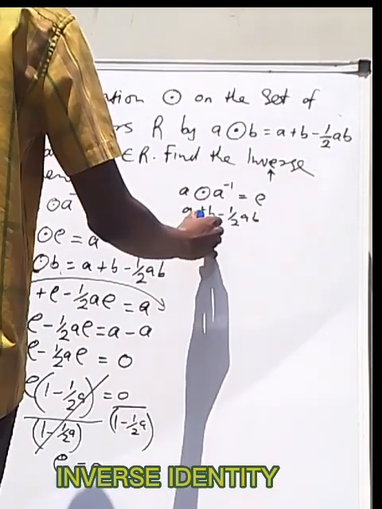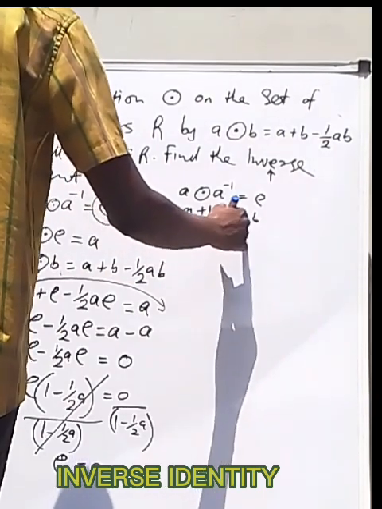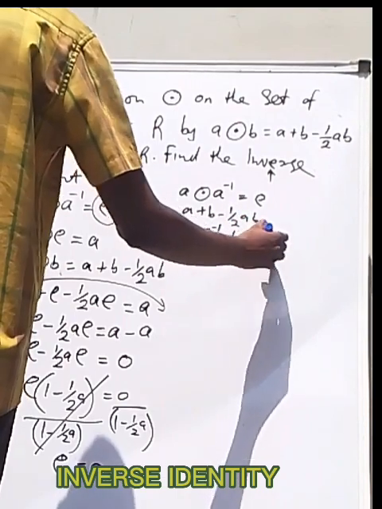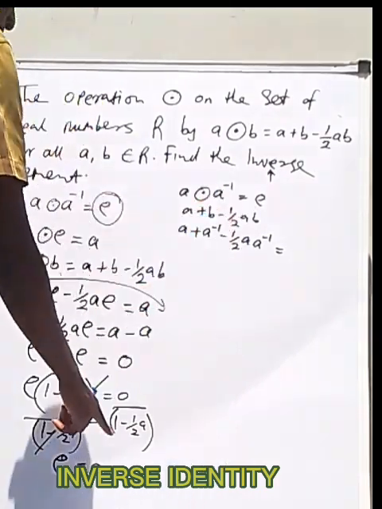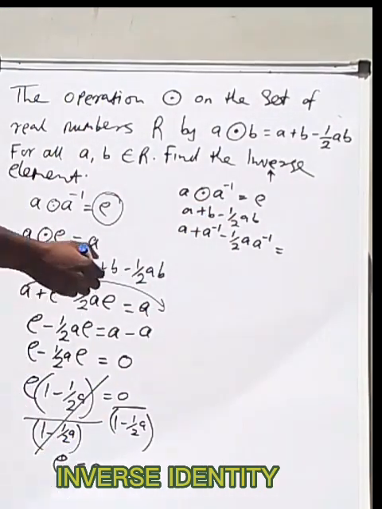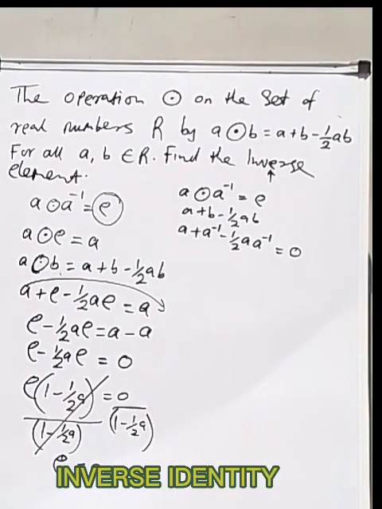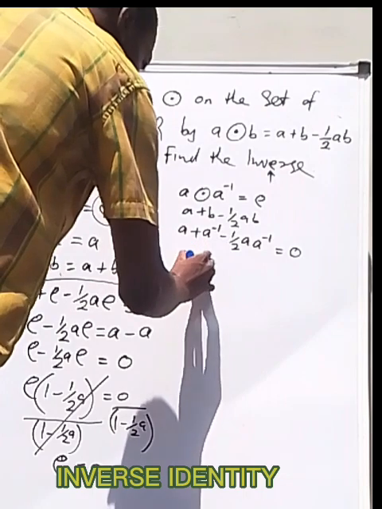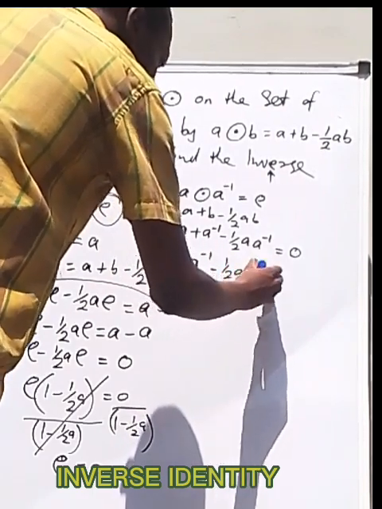So in place of A, I will still write A. In place of B, I'm going to have A inverse, followed by half A. In place of B, I'm going to put A inverse, all equal to the identity element. But the identity element now is 0. So we are going to equate them to 0. Of course, we are calculating for inverse. So in this one, we are going to make A inverse the subject.